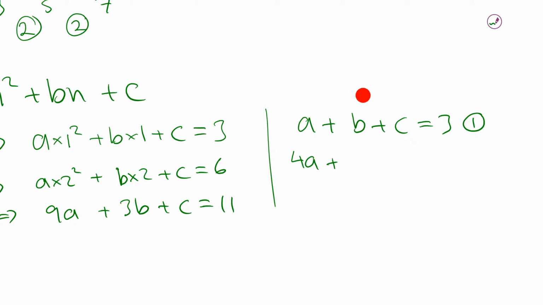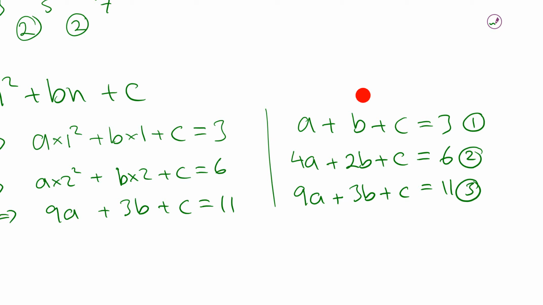The next one is 4a plus 2b plus c equals 6. And then when n equals 3, it'll be 9a plus 3b plus c equals 11. We've already got that one.